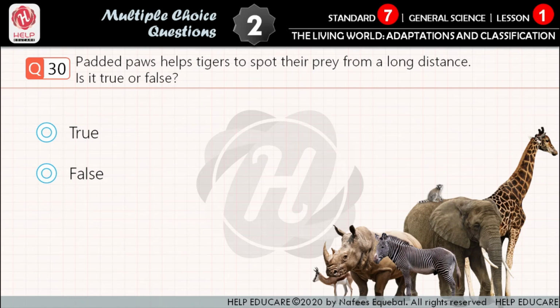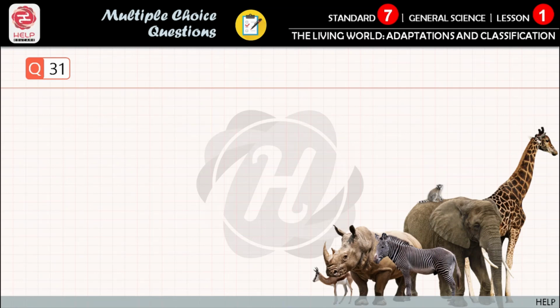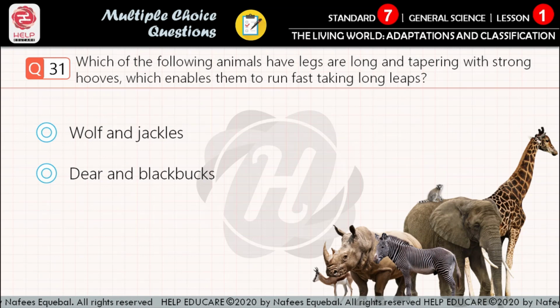Correct answer is, false. Question number 31. Which of the following animals have legs are long and tapering with strong hooves, which enables them to run fast, taking long leaps? First option, wolf and jackals. Second option, deer and blackbirds. Third option, ducks and hens. Fourth option, tigers and lions.